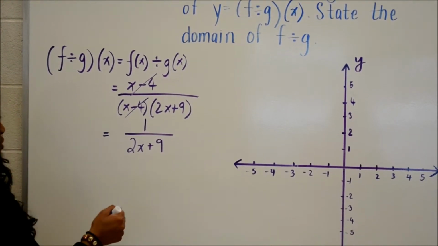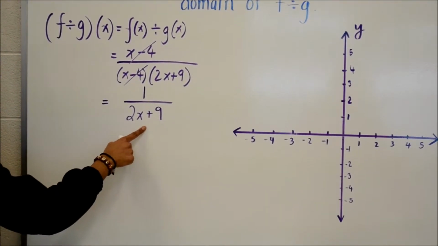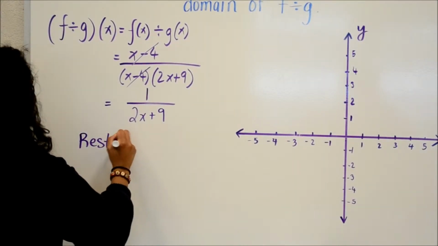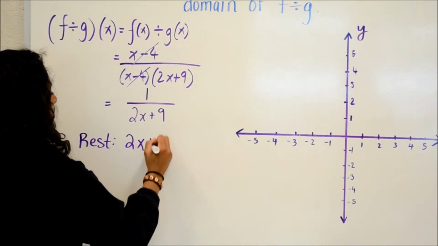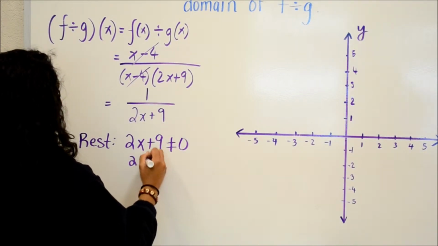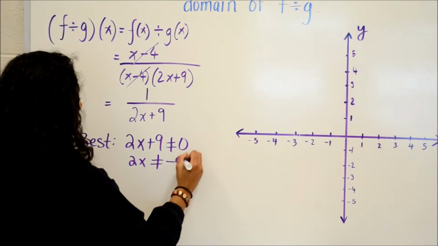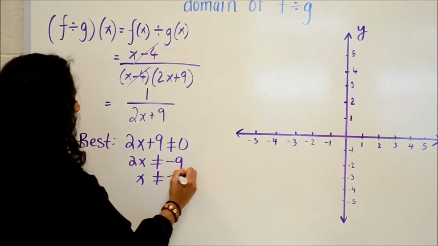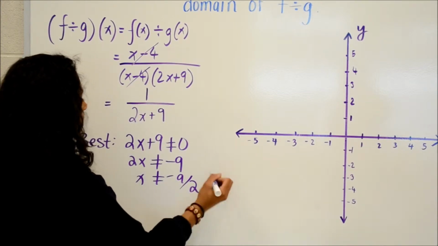So to state the restriction, we're going to use the denominator of the function. So our restriction is 2x plus 9 cannot equal 0. And our final answer is x cannot equal negative 9 over 2.